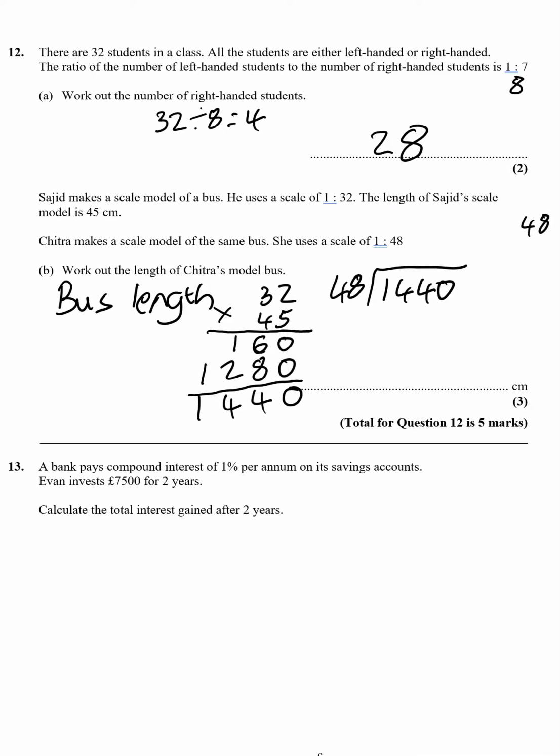We've got 48, 96, 144. Right, okay, so 48 goes into 144 3 times, and my 0. So actually, the model bus is 30 centimetres long. So I basically used the first scale to work out the full-size bus, and then I've divided by the 48 to get it back into the new scale.